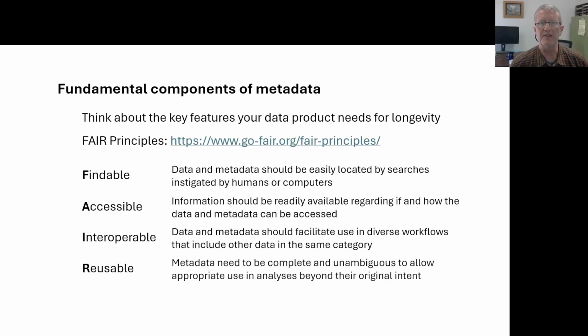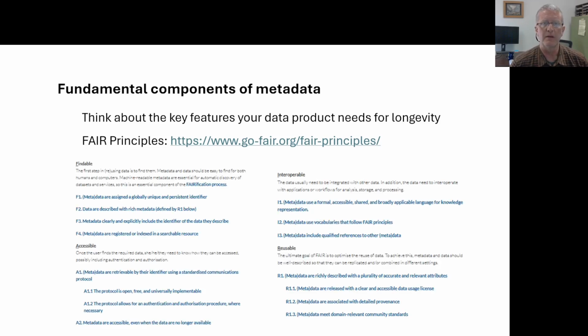Finally, reusability is more a statement of the overall goal of FAIR principles, rather than something that is separate from the other principles. In general, metadata need to be complete and unambiguous to allow for meaningful reuse of a data product beyond its original intent. In that light, the metadata associated with findability, accessibility, and interoperability are really the same metadata needed for reusability. You can read more about FAIR principles in the documentation at gofair.org, where they break down each of these components into a bit more detail.